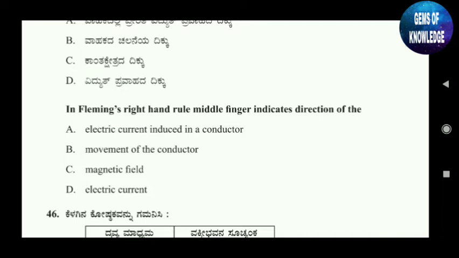Okay, so here they are asking us about the middle finger. What does the middle finger indicate? So the correct answer will be electric current induced in the conductor. So the answer here is A1.